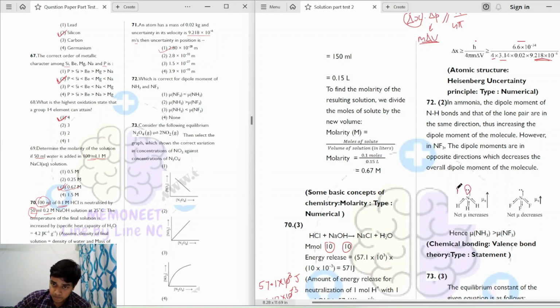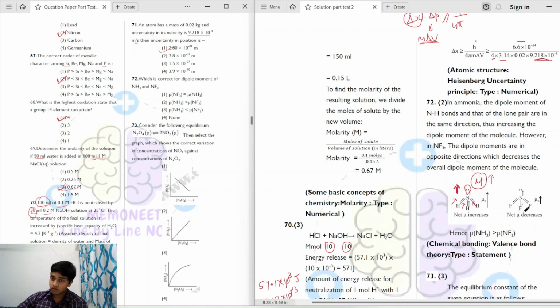So the dipole moment will be towards the lone pair, for the lone pair, and for each NH bond the dipole moment will be towards nitrogen. So the net dipole moment will be, all will be in the same direction, in the upward direction. So all will add up and the value of dipole moment will increase.